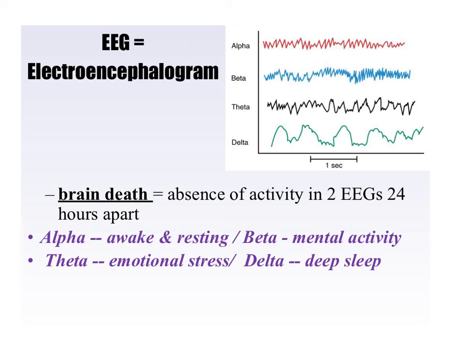And a little more about the electroencephalogram. I'm going to go over this pretty quick because I don't think it's on your test, but as far as brain death goes, or being brain dead, what's going to happen is they test you twice, 24 hours apart, and if there's an absence or no EEG activity in both of them, the person could be declared brain dead.